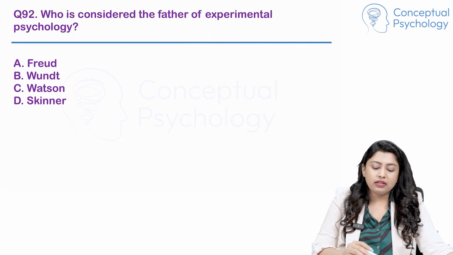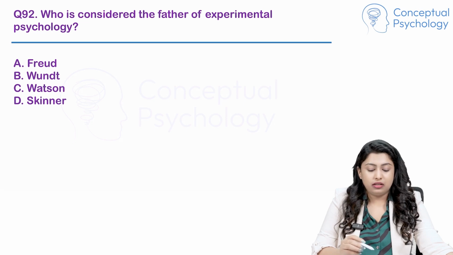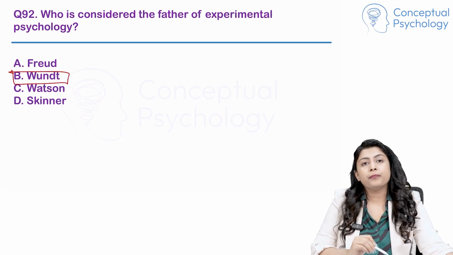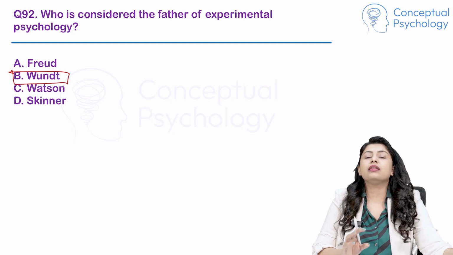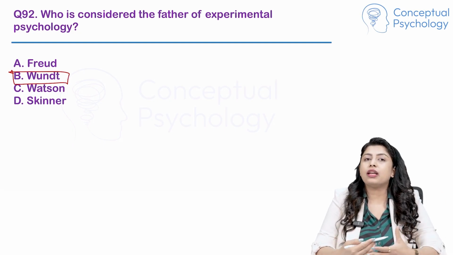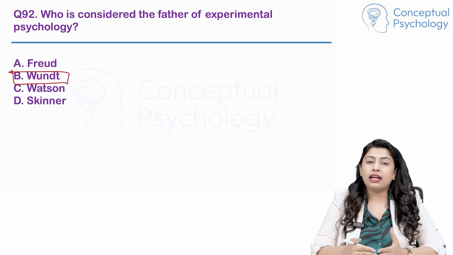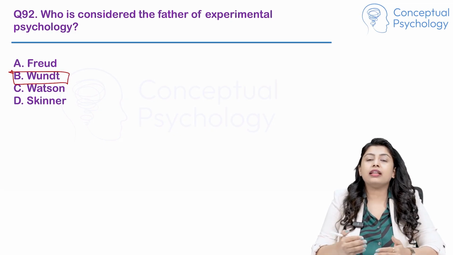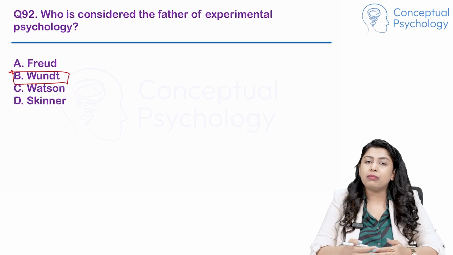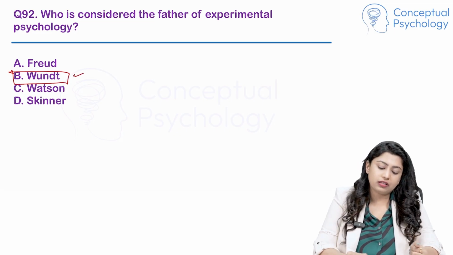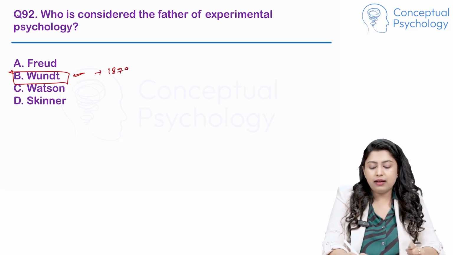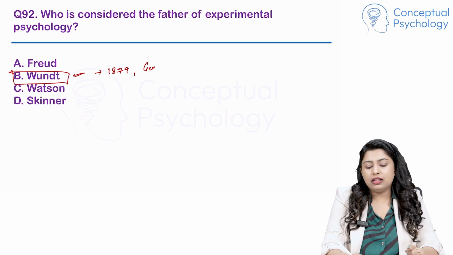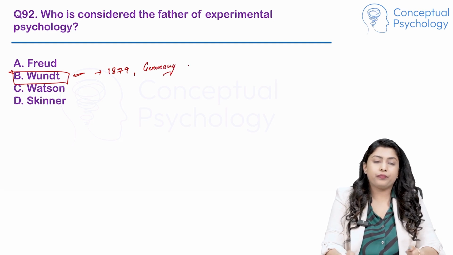Who is considered the father of experimental psychology? Freud, Wundt, Watson, or Skinner? William Wundt. He is considered the father of experimental psychology because he established the first formal psychology laboratory in 1879 in Leipzig, Germany, and he pioneered the use of controlled experimental methods in psychological research. Right. So we all know that he established the first lab in 1879 in Leipzig in Germany.